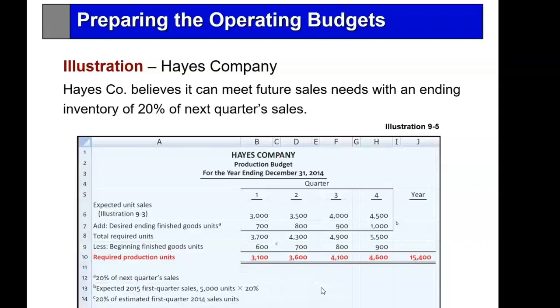I have to take into consideration ending finished goods inventory in my calculation. Are there any questions on that? So you see, this is a little more involved than the sales budget. So it's more likely than the sales budget would be on the exam.